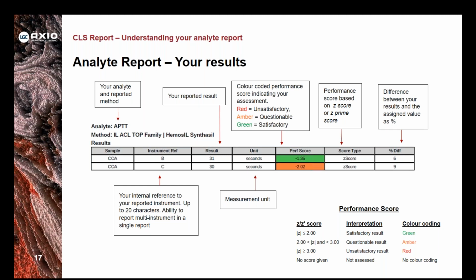In the lower right-hand corner of this slide, I've added a table which contains the performance score ranges and their interpretations for you to correlate the green and amber status that are shown on this slide. Instrument B has a performance score of less than 2, which is why it's displayed in green, whereas instrument C has a performance score of negative 2.02, so it is amber to correlate with a questionable result.